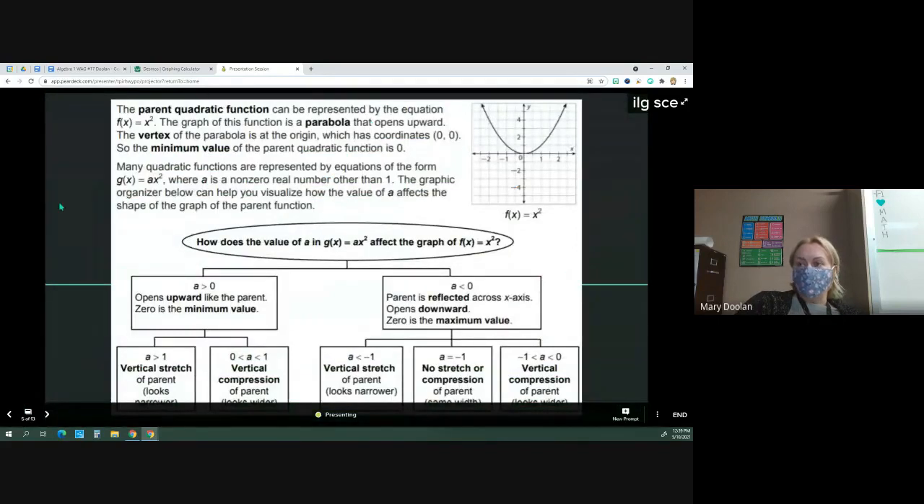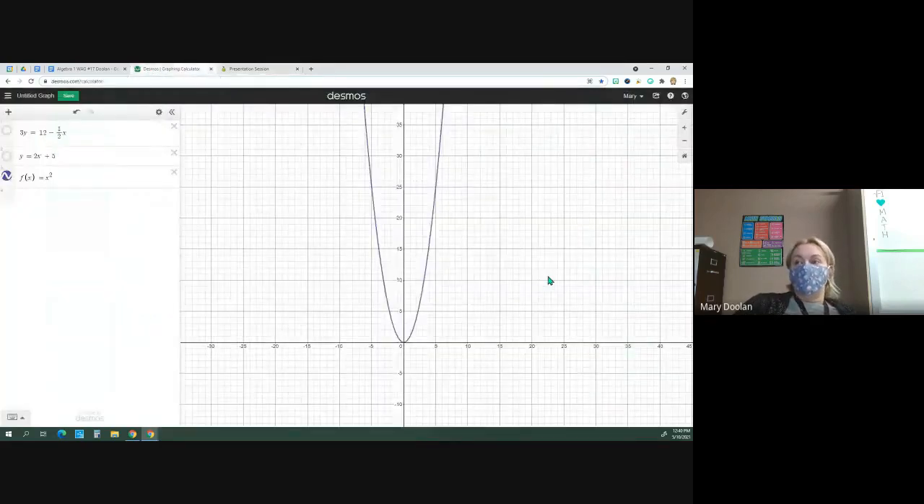Okay, so there's a lot of information on this slide, but this is a graphic organizer to help you see how our parent function f of x equals x squared changes. Okay, so how does the value of a in g of x equals a x squared affect the graph of f of x equals x squared? So we can tell things about this graph without always having to graph it and look, but sometimes it's helpful to do that so we can see it. So right now we just have f of x equals x squared. This is the parent one.